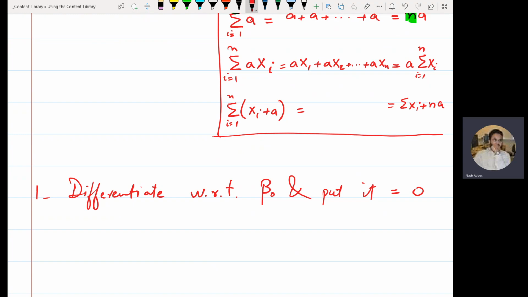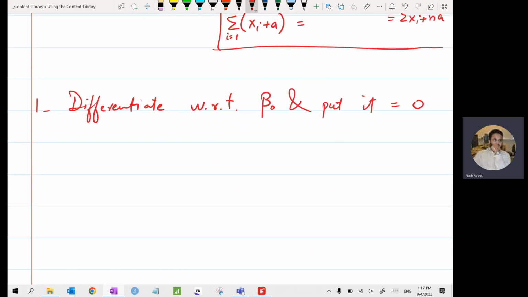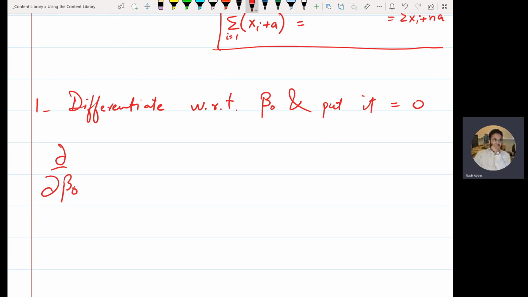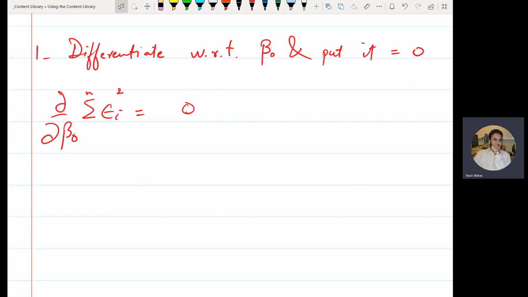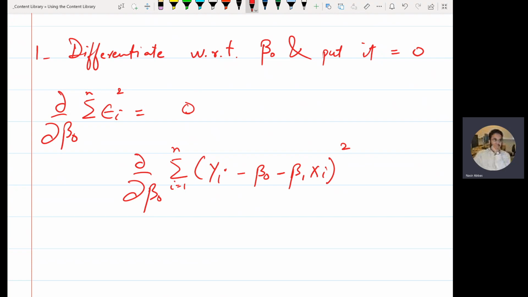Differentiate with respect to beta naught and put it equal to 0. The first task. That means I will differentiate with respect to beta naught the summation of epsilon i square, and I will put it equal to 0. I will get one equation. Let us do that. This will be derivative of summation yi minus beta naught minus beta 1 xi whole square.